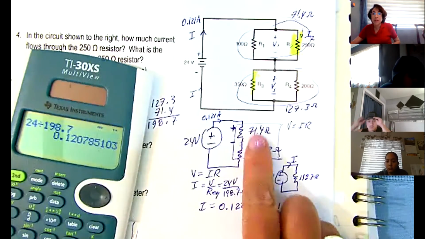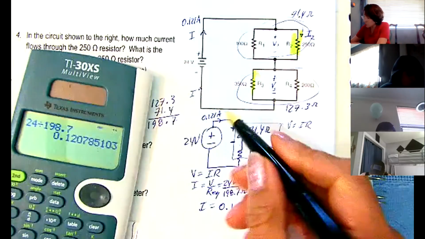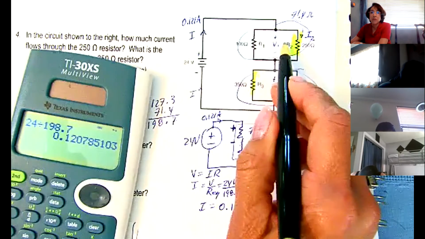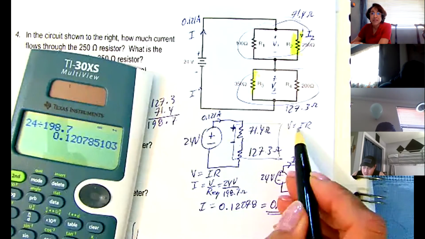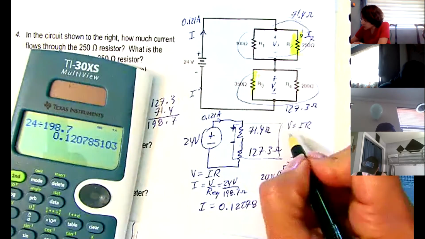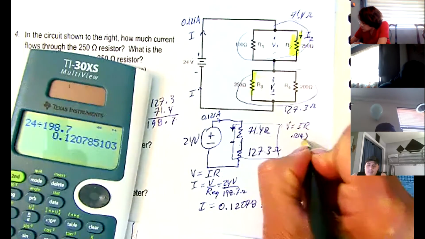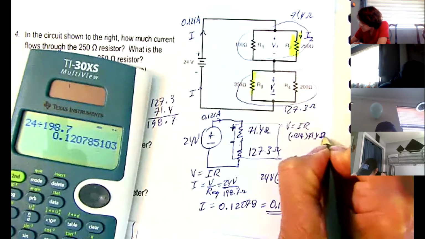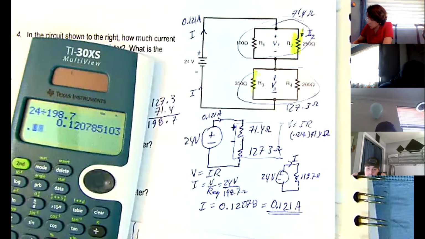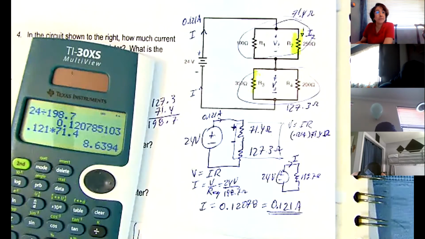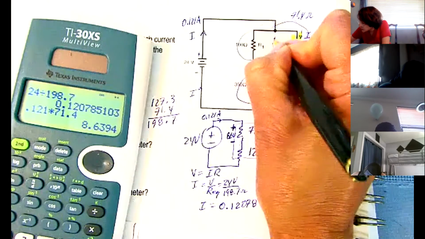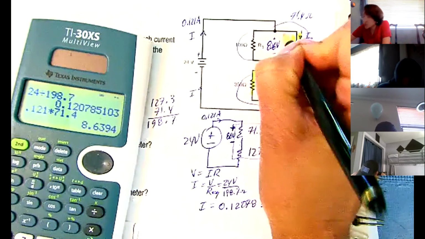So let me go back to this picture right here. I've got 0.121 amps going across the first 71.4. Remember, these are really 71.4. So the voltage has to be the current times the resistance. So the current is 0.121 amps times the resistance, 71.4 ohms. Okay, so let's take that. 0.121 times 71.4. What do I get? 8.6. I got 8.6 here. 8.6 right here. 8.6 volts.